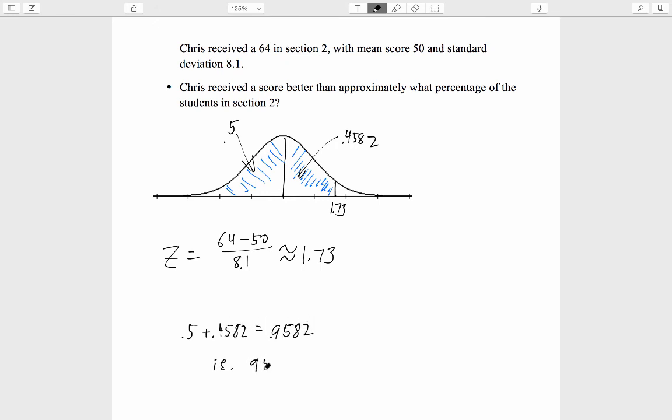In other words, Chris outscored 95.82% of the class. Also a very strong performance. Because Chris scored more standard deviations above the mean than Alex did, we see that Chris's performance was a stronger relative performance, but we would not have known that without going through all this computation.